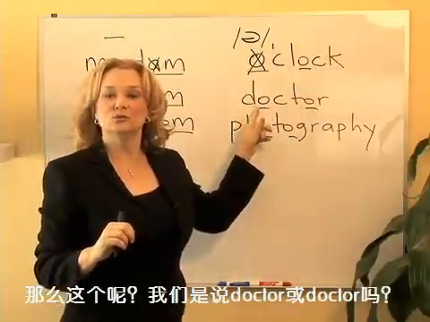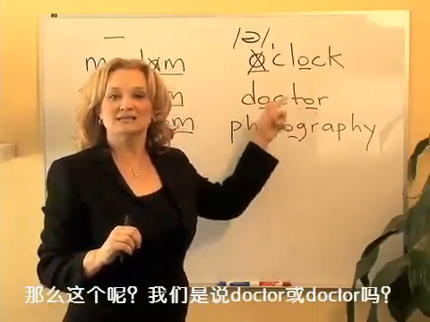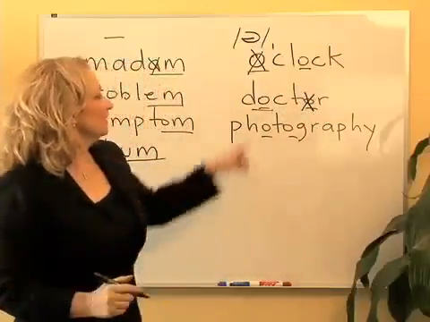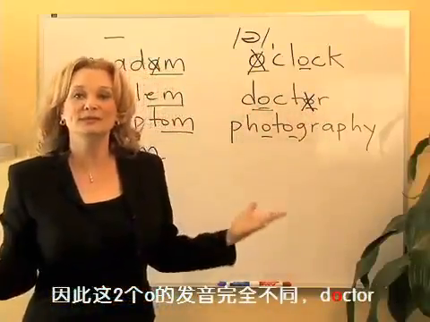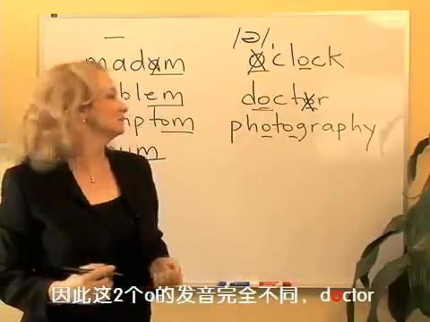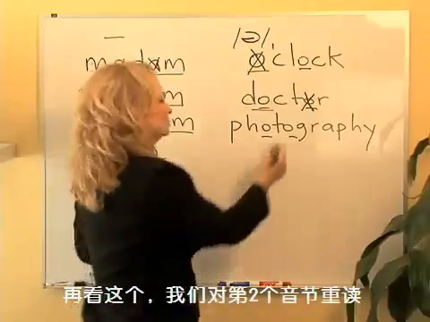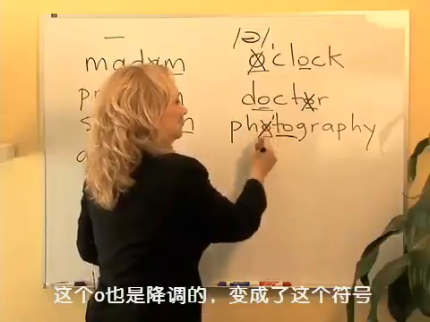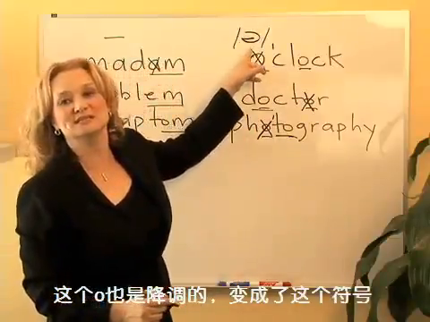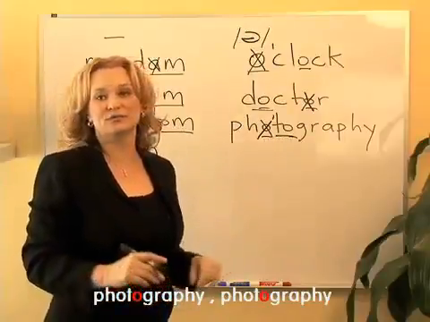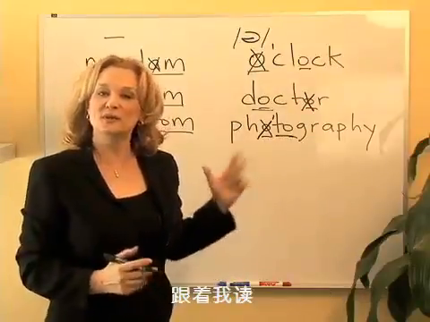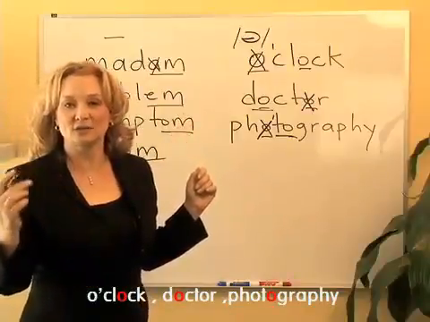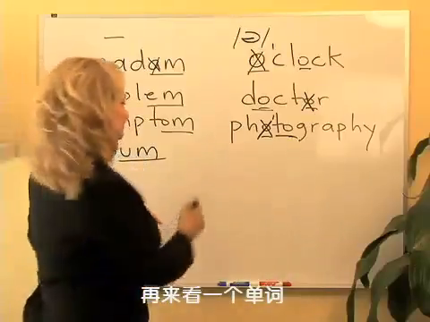How about this one? Do we say doctor or doctor? No, we don't. We stress the first syllable, we reduce the second syllable. Therefore, these two O's are also going to be completely different. Doctor. How about this one? We stress the second syllable. We say photography. This O also is reduced and also becomes this symbol. Photography. Repeat after me. O'clock. Doctor. Photography. Let's look at one more word.